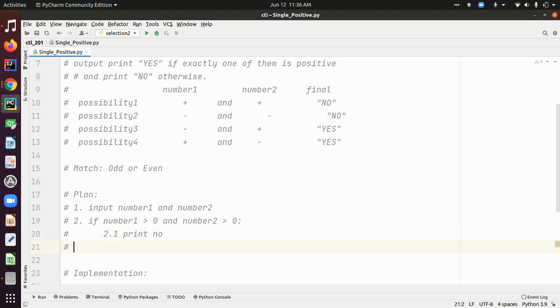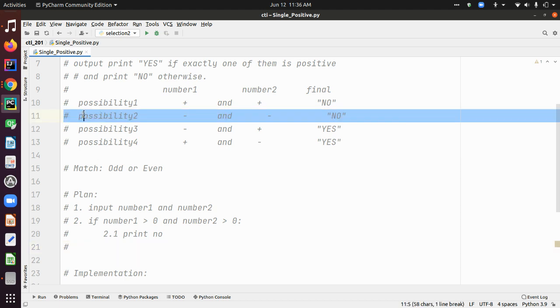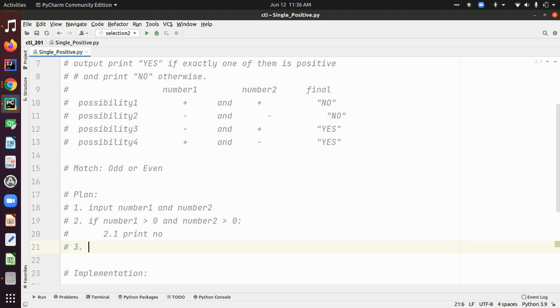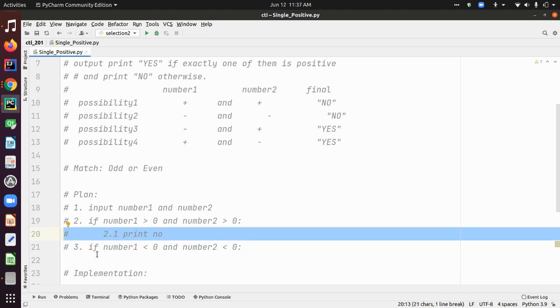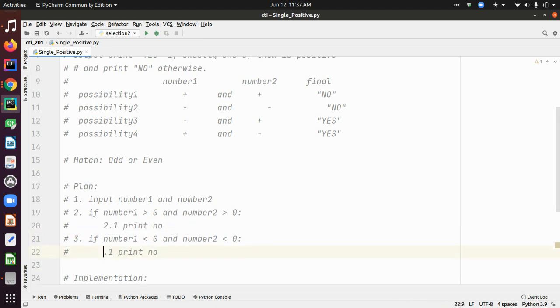So the next is we need to check this condition. So step 3: if, so you copy this down and change accordingly. So now number 1 is less than 0. Number 2 also less than 0. In that case, I'm going to print, it's 3.1 now, print no as well.